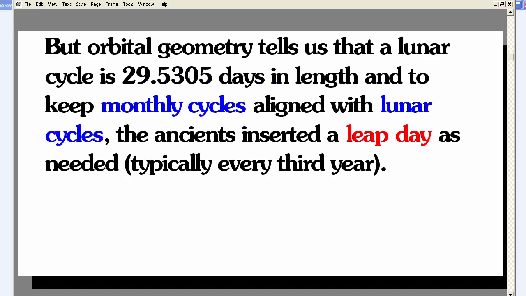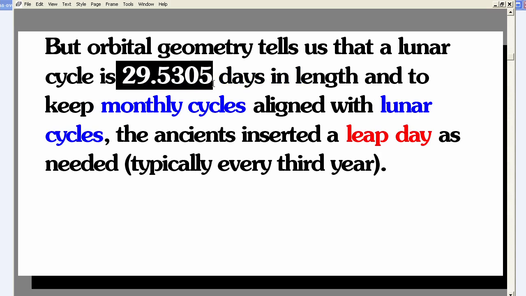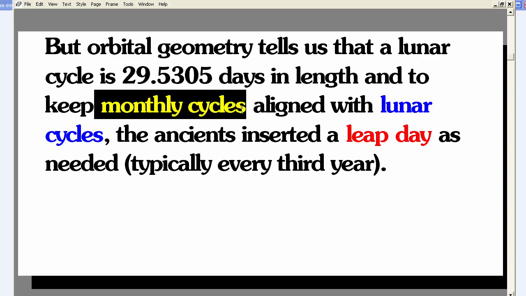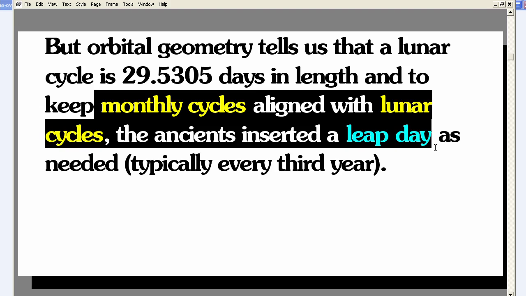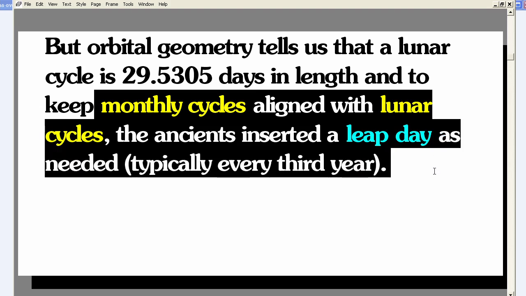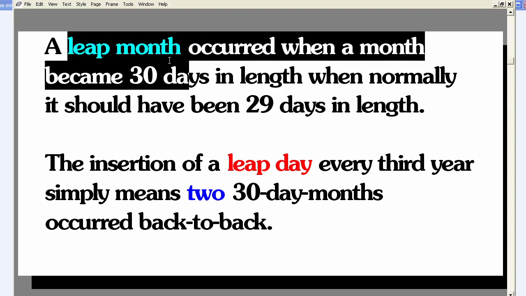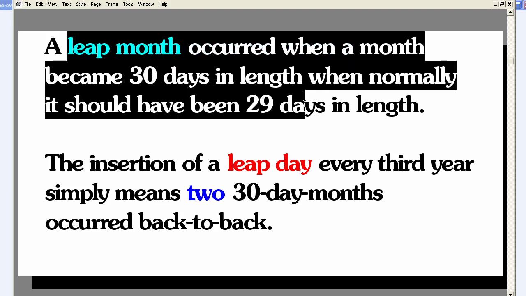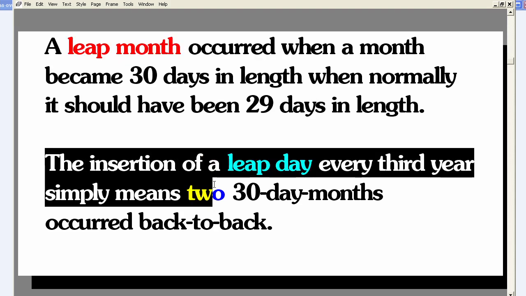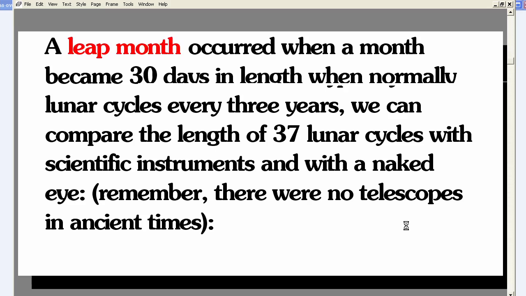But orbital geometry tells us that a lunar cycle is actually 29.5305 days in length. And to keep monthly cycles aligned with lunar cycles, the ancients inserted a leap day as needed, usually about every 3rd year. A leap month occurred when a month became 30 days in length, when normally it should have been 29 days in length. The insertion of a leap day every 3rd year simply means 2 30-day months occurred back to back.